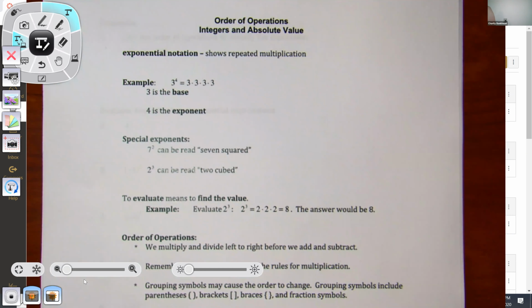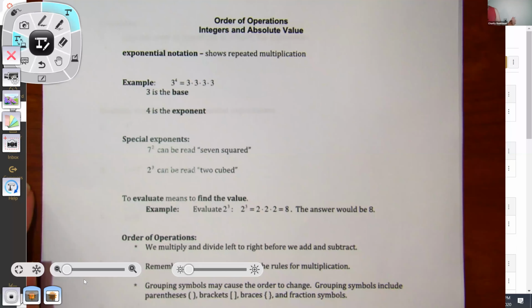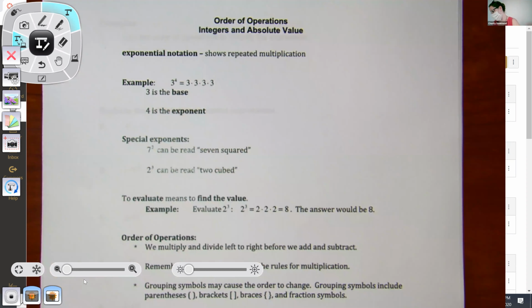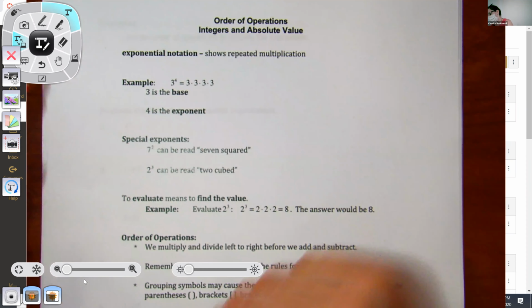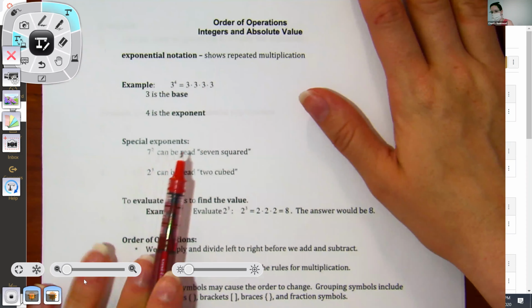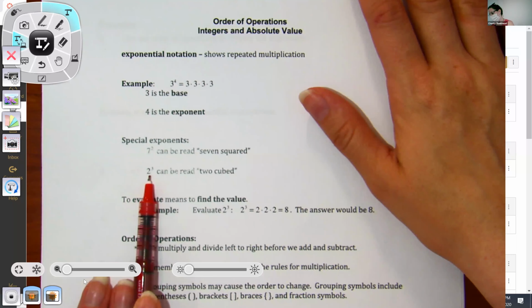All right, well, first we need to know about exponents and exponential notation. Exponential notation shows repeated multiplication. In other words, 3 to the 4th power means the same thing as 3 times 3 times 3 times 3. 3 is the base, 4 is the exponent. If the exponent is 2, that could be read as squared, like 7 squared. 2 to the 3rd power could be read as 2 cubed.